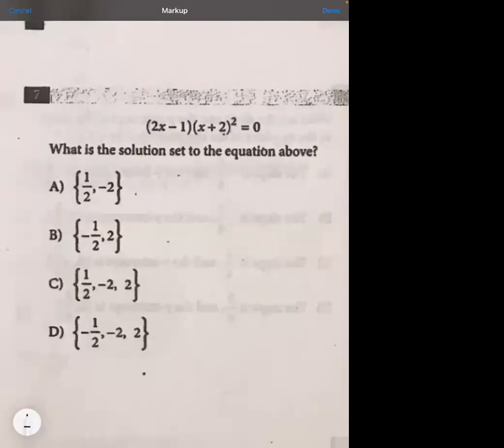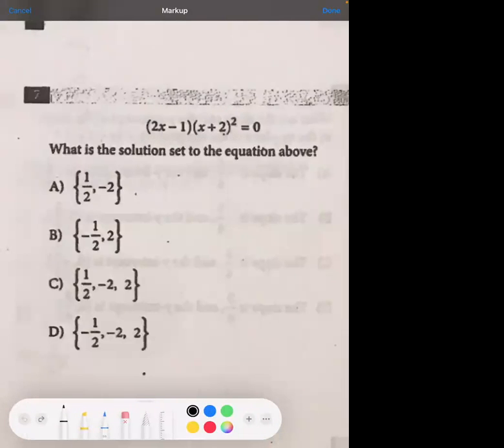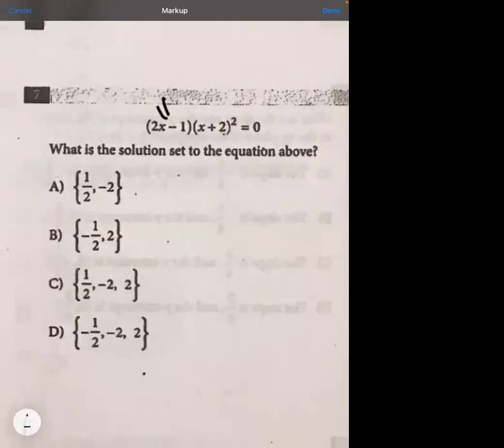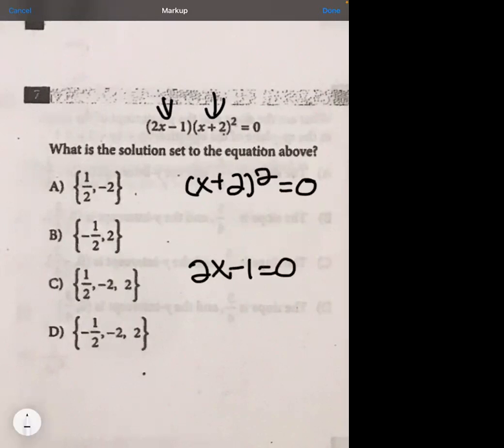All right, so number 7, what is the solution set to the equation? When something is multiplied by another and the answer is 0, what we can conclude is that one of these values should equal 0, right? So all we need to do to find the answer is to set both factors equal to 0.